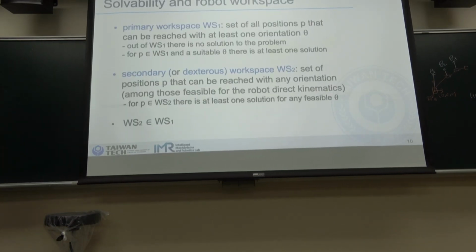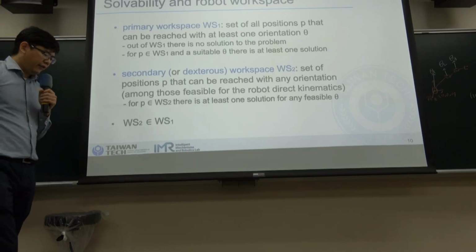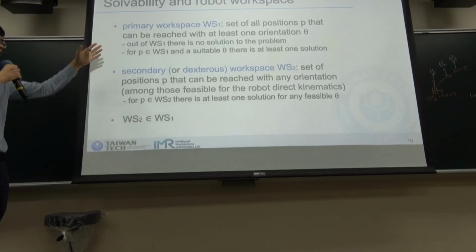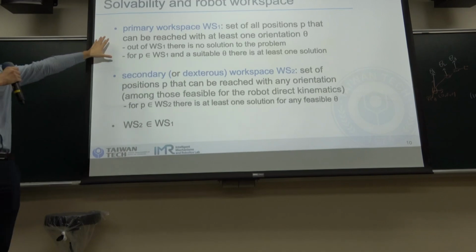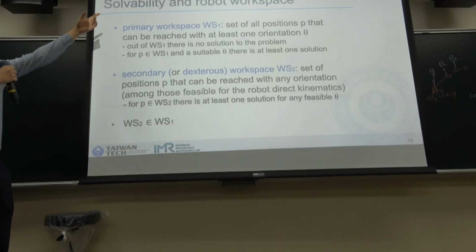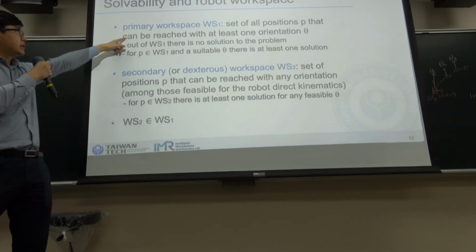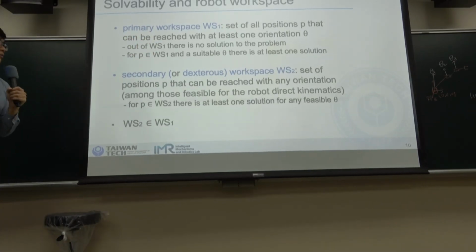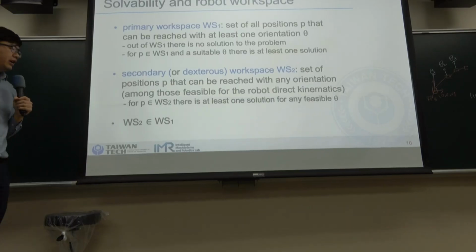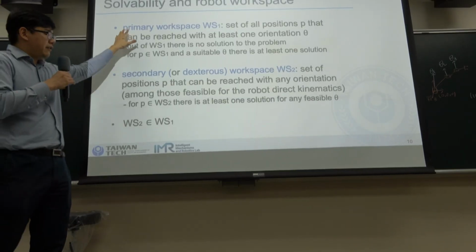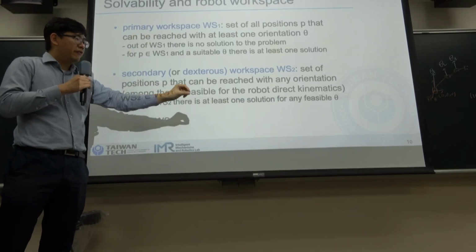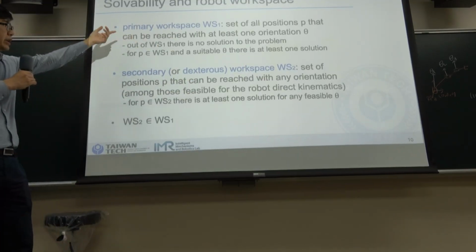And there's a workspace. Any robot has a workspace. So this is the reachable workspace, or you can call it primary. It's the set of all positions P that can be reached with at least one orientation. So if it's a reachable configuration, it's in the primary workspace.